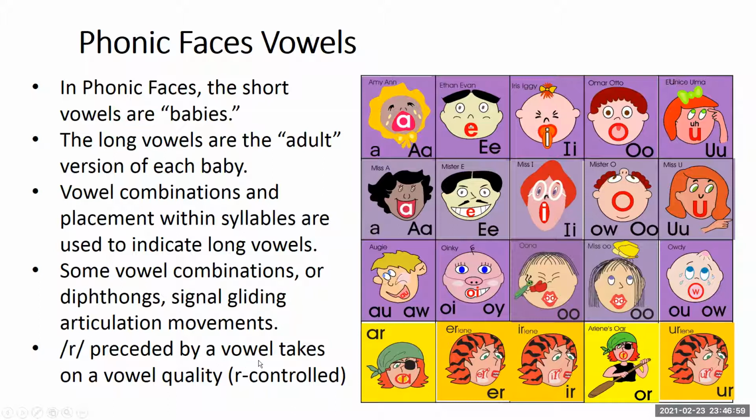And then finally, our R family. R preceded by a vowel takes on a vowel quality, so they're called R controlled. A and R doesn't say r, it says ar. E and R doesn't say r, it says er. So does IR, OR says or, and UR also says er.